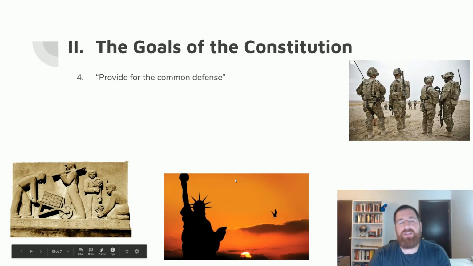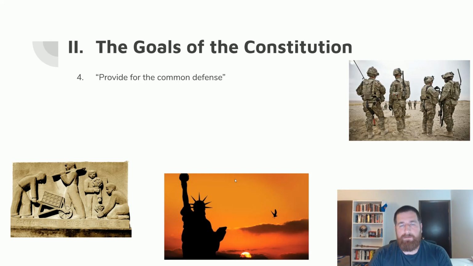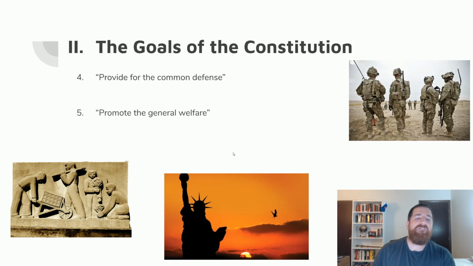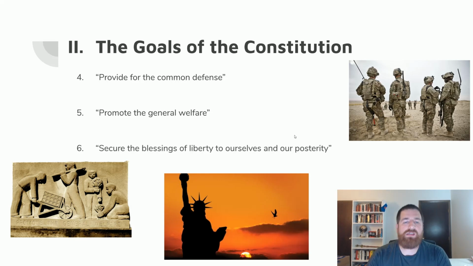Fourth, provide for the common defense. This means we want to protect the people of the United States from outside or foreign threats. Fifth is promote the general welfare, which means that the government should ensure the well-being of all of its citizens. And then sixth, secure the blessings of liberty to ourselves and our posterity. This means that we want to secure freedom, not just for ourselves, but for future generations.